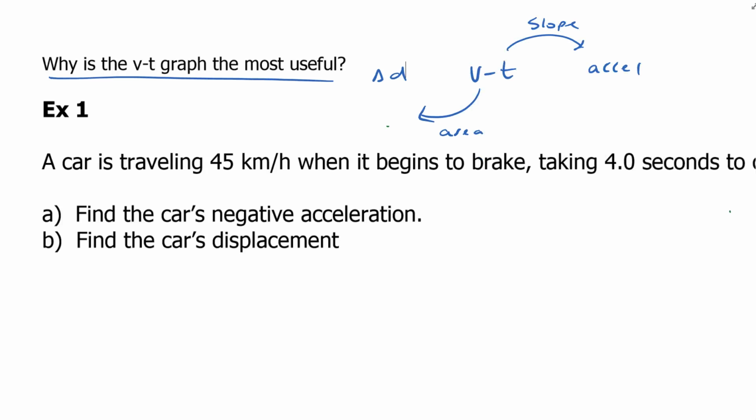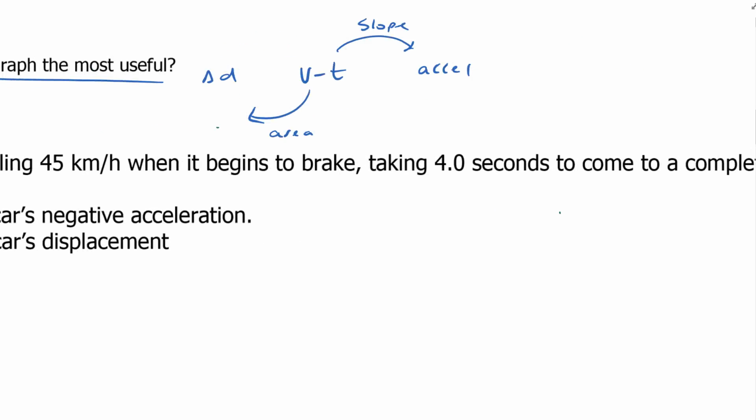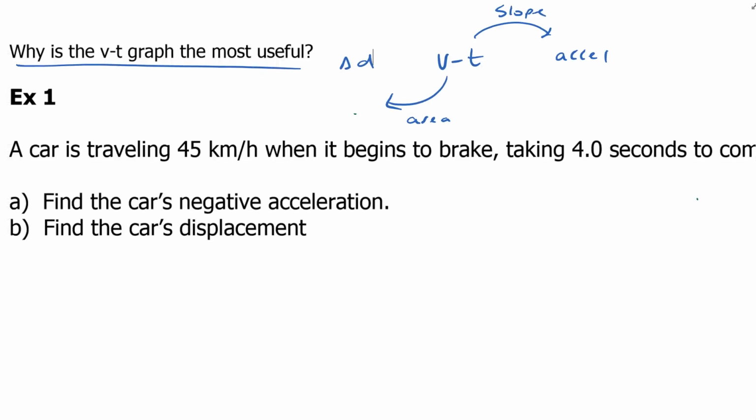The first question says, a car is traveling 45 kilometers per hour when it begins to brake, taking 4 seconds to come to a complete stop. Well, the first thing I'm going to do is recognize that we would like to change this 45 kilometers per hour to meters per second. So 45 kilometers per hour.